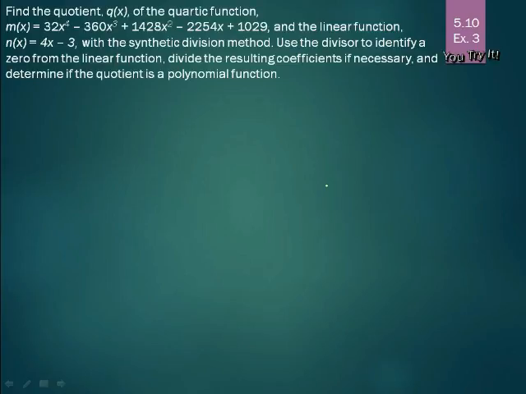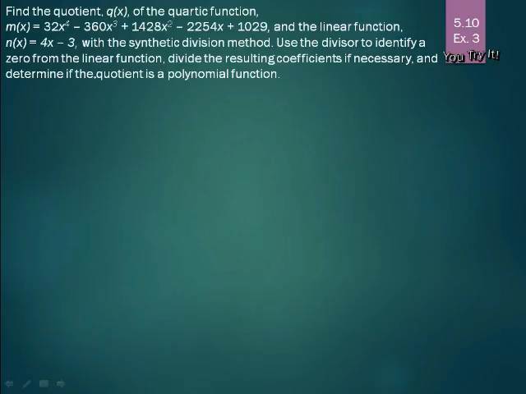Find the quotient q of x of the quartic function m of x equals 32x to the fourth minus 360x cubed plus 1428x squared minus 2254x plus 1029, and the linear function n of x equals 4x minus 3 with the synthetic division method. Use the divisor to identify a zero from the linear function. Divide the resulting coefficients if necessary, and determine if the quotient is a polynomial function.